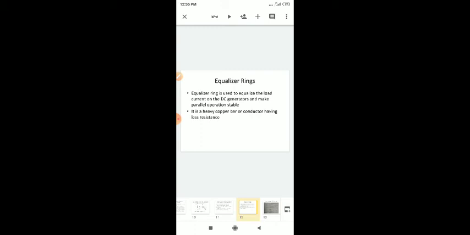The main reason is that due to unequal induced EMFs, some circulating currents flow in the series field windings. This circulating current may cause some short circuits or result in some damage to the generator. This circulating current can be prevented by using these equalizing rings or equalizer bars. It is made with heavy copper bar having very less resistance. Right, this is about the equalizer.